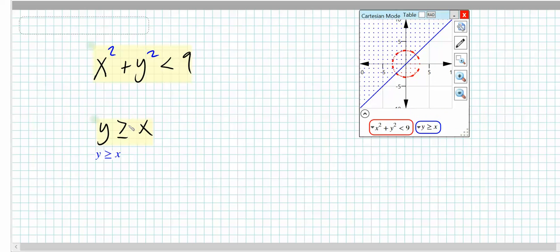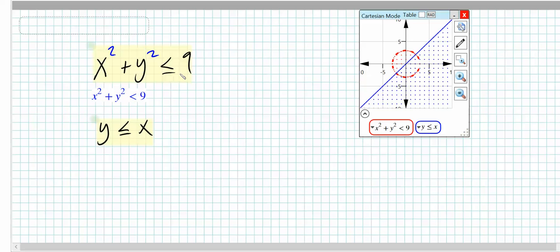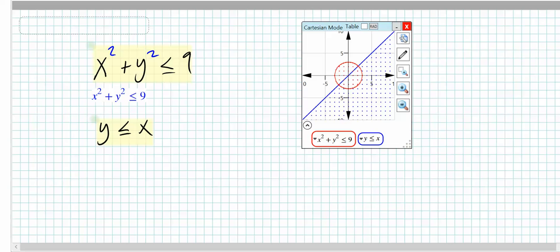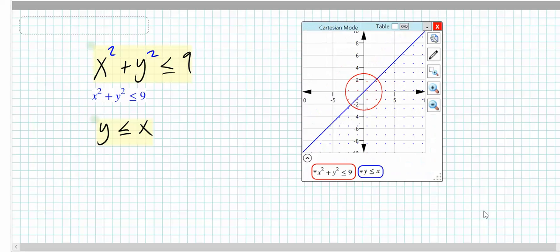Oops, I want to change that to less than or equal to. And then it's less than or equal to 9 up there. There we go. Less than or equal to, is that what I have? All right, so there we go. Now this looks a little bit more reliable.